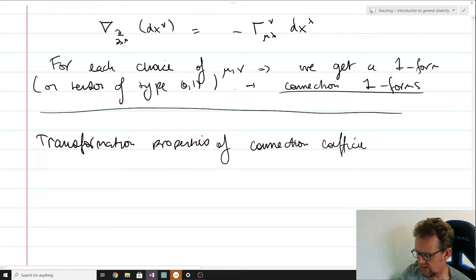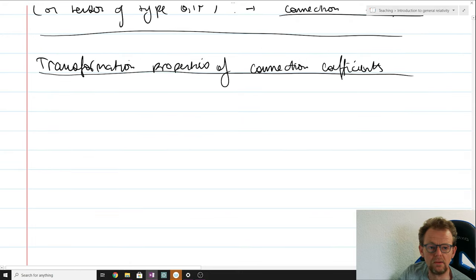Now, we've seen how these connection coefficients, Christoffel symbols, look in one chart. And we've even done a calculation where we've looked at these Christoffel symbols in another chart, and we've seen that they're different, right? And that's a very important observation. We learned that even though the Christoffel symbols might vanish in one chart, in another, they may be non-zero. So that implies that the Christoffel symbols themselves don't transform as a tensor of type 1, 2. But how do they transform? Well, that's the task now.